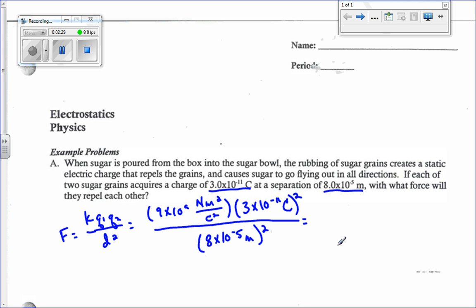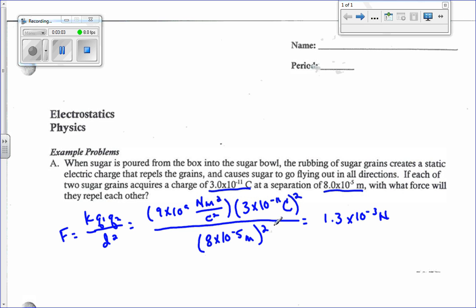I'll leave calculators out for you, and what you want to do on Monday is practice plugging this into the calculator. The answer you should get when you put this into the calculator is 1.3 times 10 to the negative 3 newtons. And you're going to want to be careful when you're putting this into the calculator. Be careful to square that distance. That's what students seem to leave out most of the time, squaring the distance.